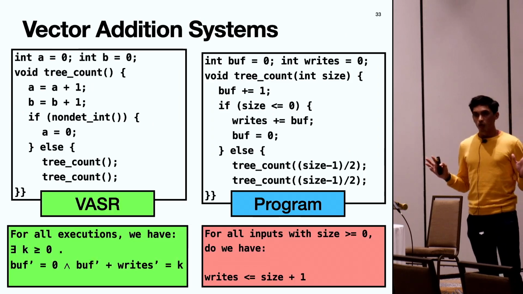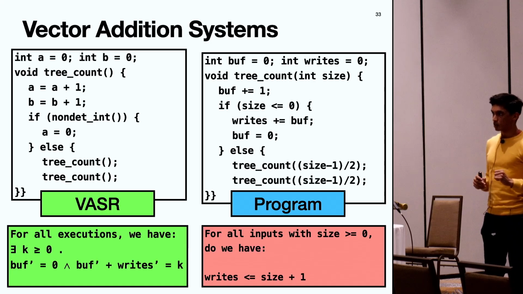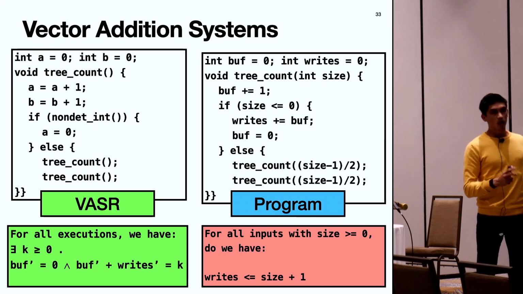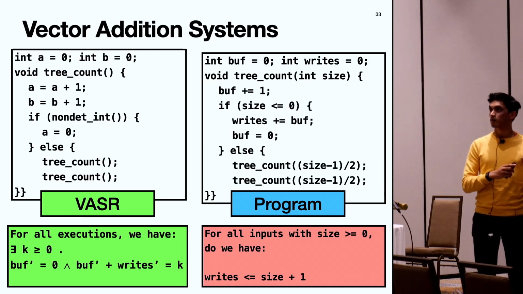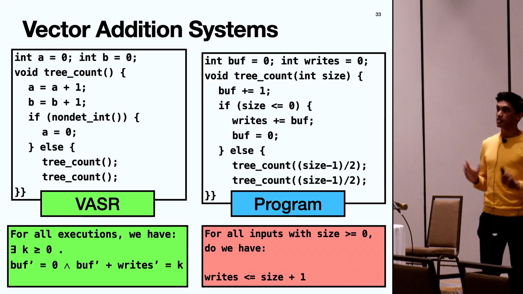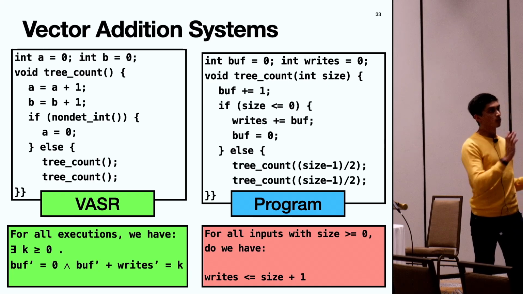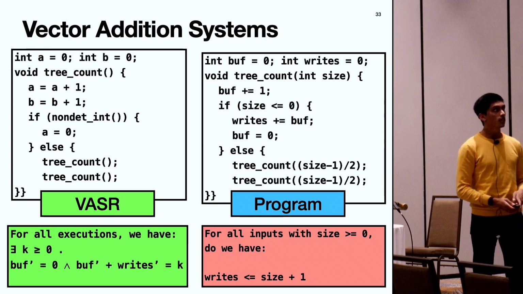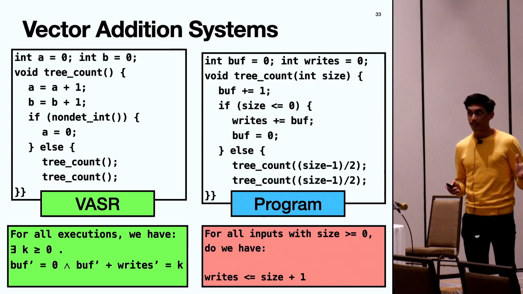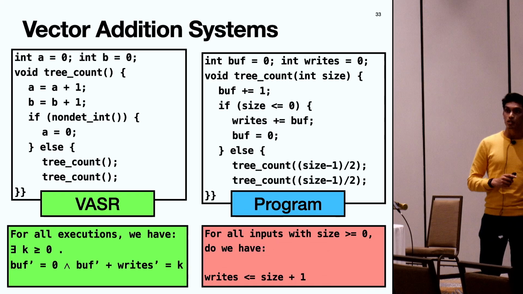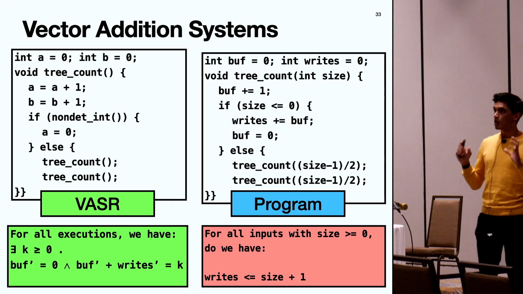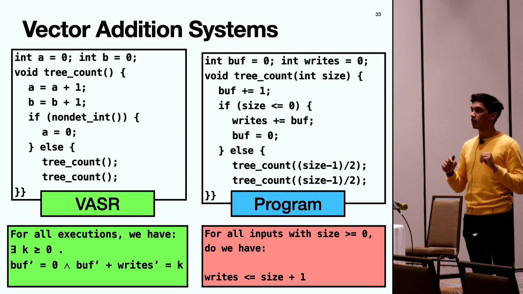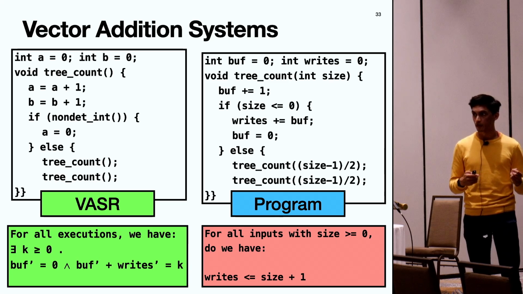All right, so using VASR-based summarization, we were able to compute an over-approximate summary of the semantics of this program. But this over-approximate summary is not yet strong enough to prove the property that we wanted to. The core reason for this is that the VASR is losing information about the maximum number of times that the tree count function can be recursively called as a function of the input.